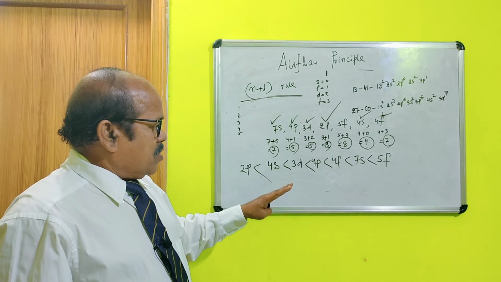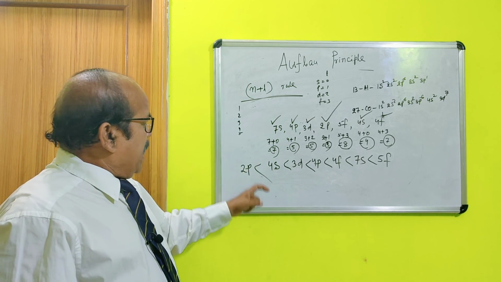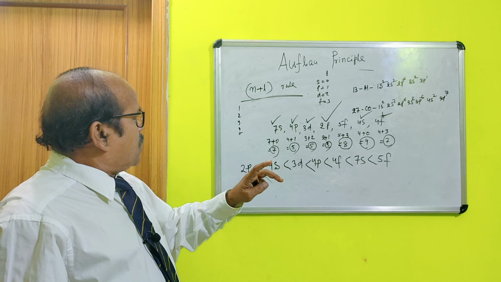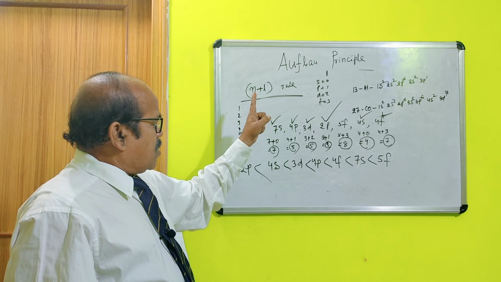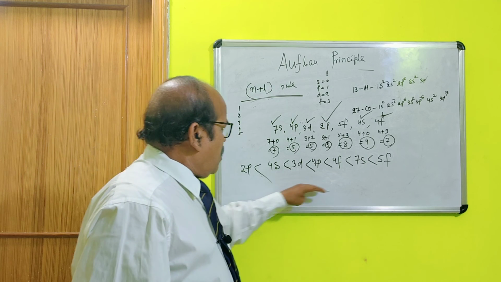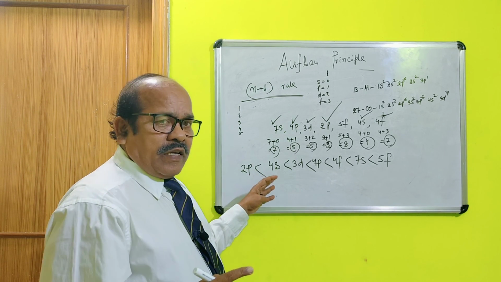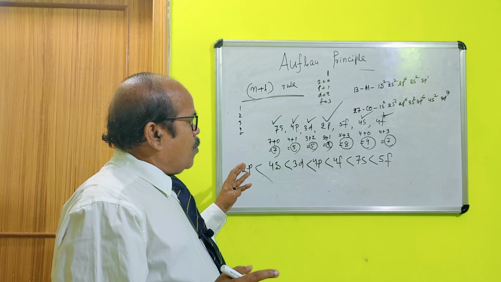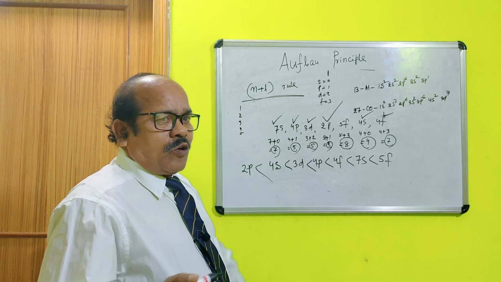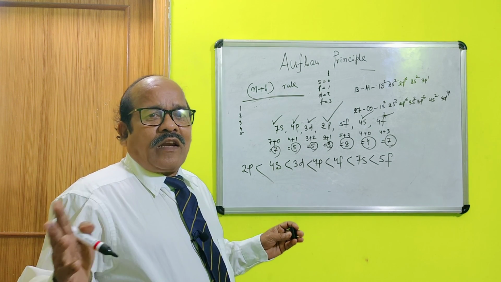This is arranged in the figure with the help of Aufbau principle, and again with the help of Aufbau principle, applying N plus L rule. Aufbau principle is N plus L rule, where I have arranged the orbitals where the electrons will go. I have shown it here with the help of N plus L rule, so there is no problem to say where the electrons will go and how it will be arranged from lower energy to higher energy.